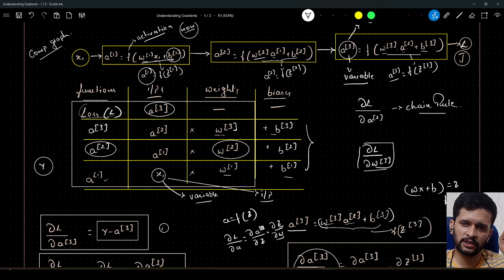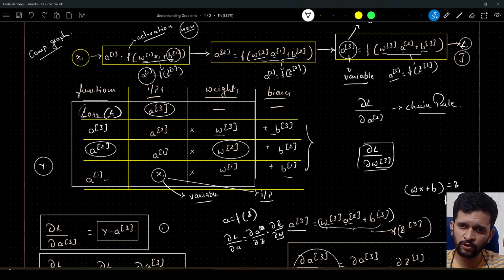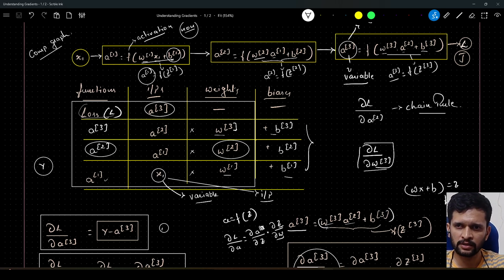And subsequently I have written what are the inputs to those functions, right? For loss, input will be A3, and of course we will supply our actual values. I will keep that aside because we are not concerned with the actual values right now in order to calculate the gradients. For A3, the inputs are A2, W3 weights and B3 bias.